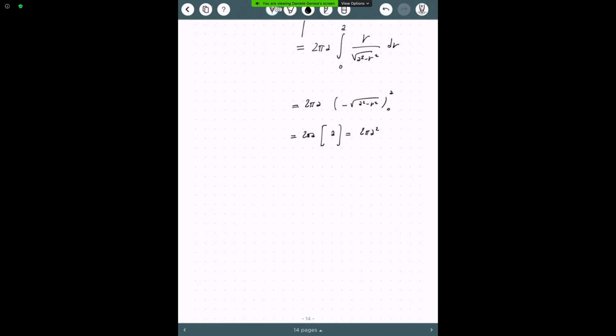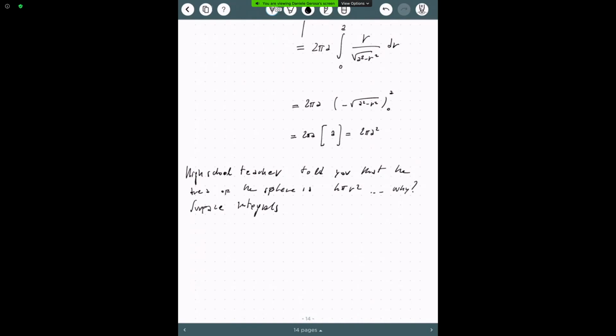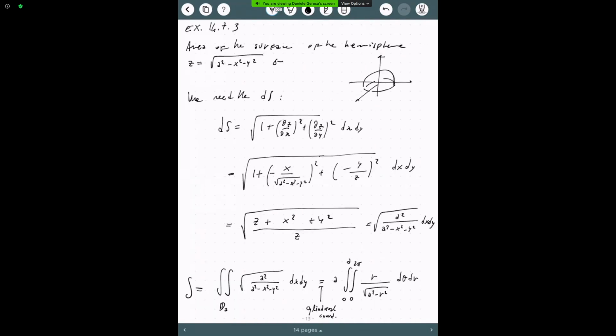So now you see, probably in high school, your high school teacher told you that the area of the sphere is 4 pi r squared. Now you know why. I mean, why surface integrals. And the proof is what I've done so far. Essentially, you just take half of the sphere, and then the other half will be the same thing. Yeah.